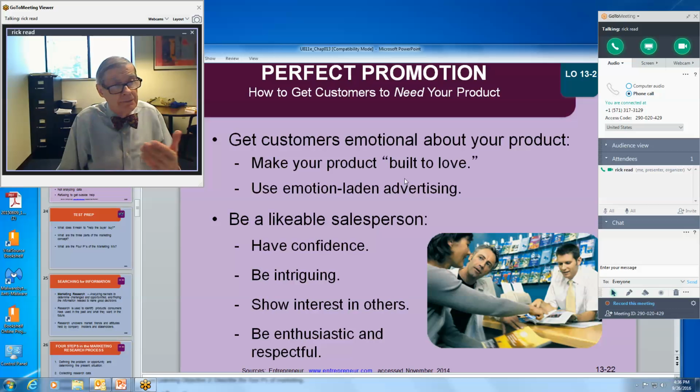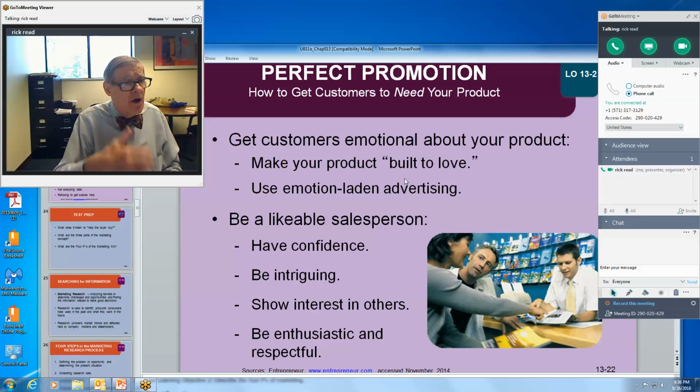Now some people might think, well, that's dirty pool. No, it's not. You're trying to get people to buy into something, and you want to make it emotional. And if it is emotional, we tend to hold on to that a little bit longer. That's just human nature.